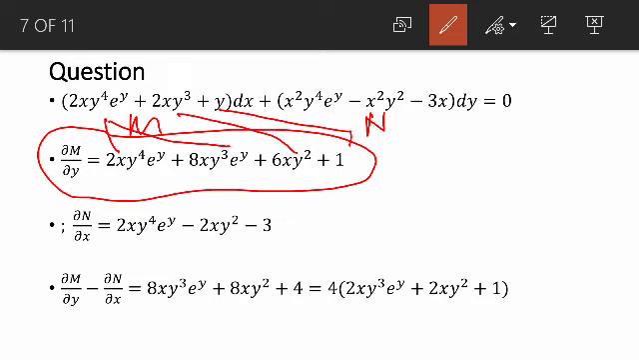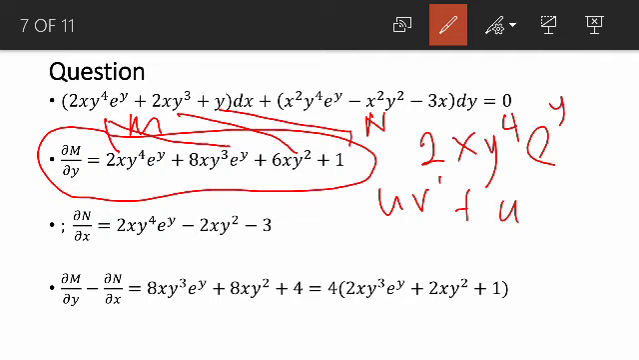Now, you may wonder, how do I differentiate 2xy raised to power 4 exponential y with respect to y? We use the product rule, which is u v prime plus u prime v, where we have two functions of y here. That's why we are applying the product rule. The whole of this can be my u, and y exponential y can be my v, okay?